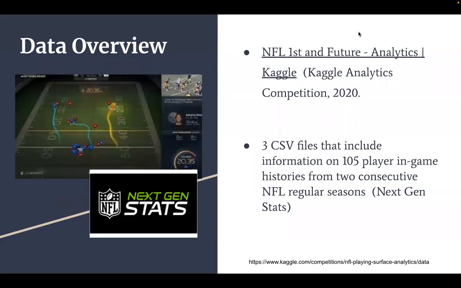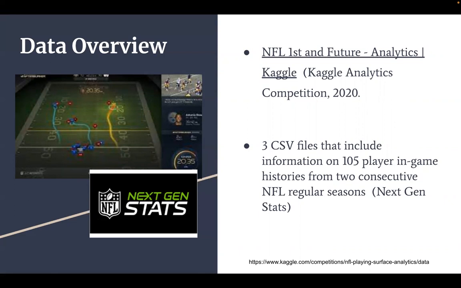So for our data set, I was able to utilize an existing data set provided by a Kaggle analytics competition in 2020 called NFL First and Future Analytics. This data was also provided by Next Gen Stats. It provided 3 CSV files that include information on 105 player in-game histories from 2 consecutive NFL regular seasons. They don't provide the exact seasons, but due to a couple details with the data, we can assume that it was within the last couple of years.